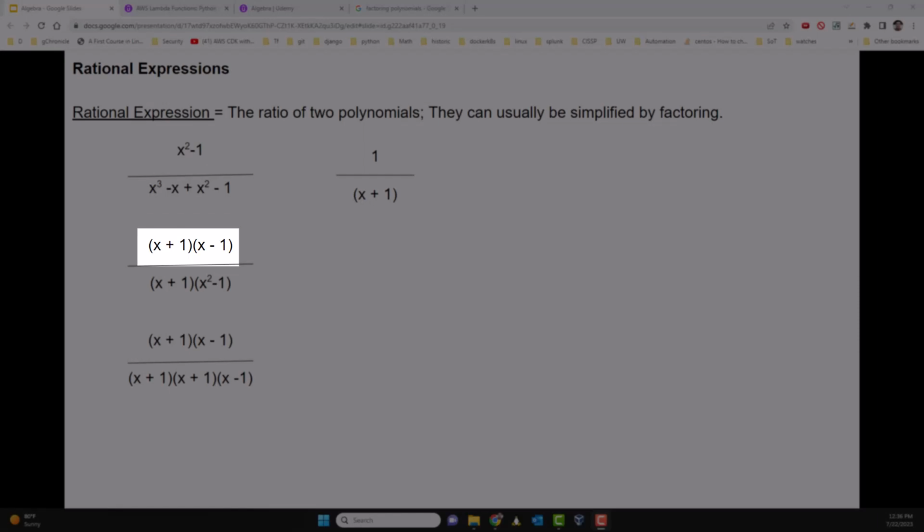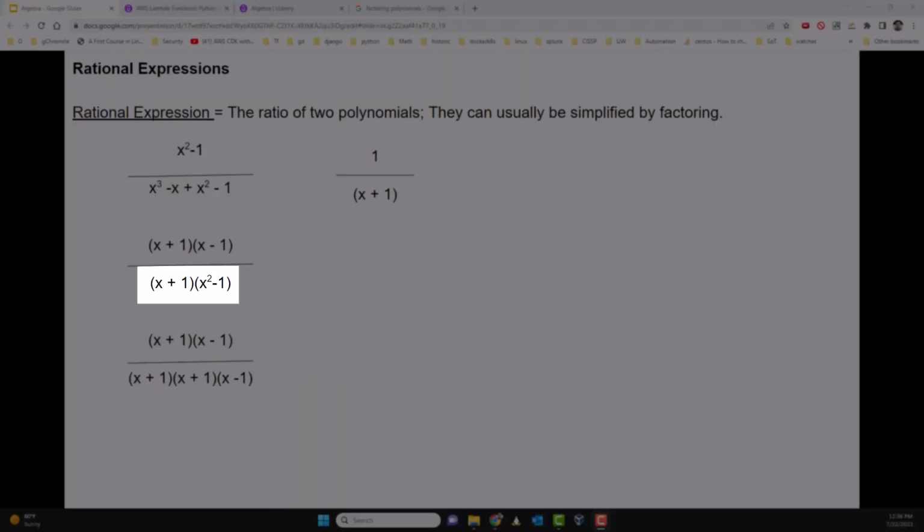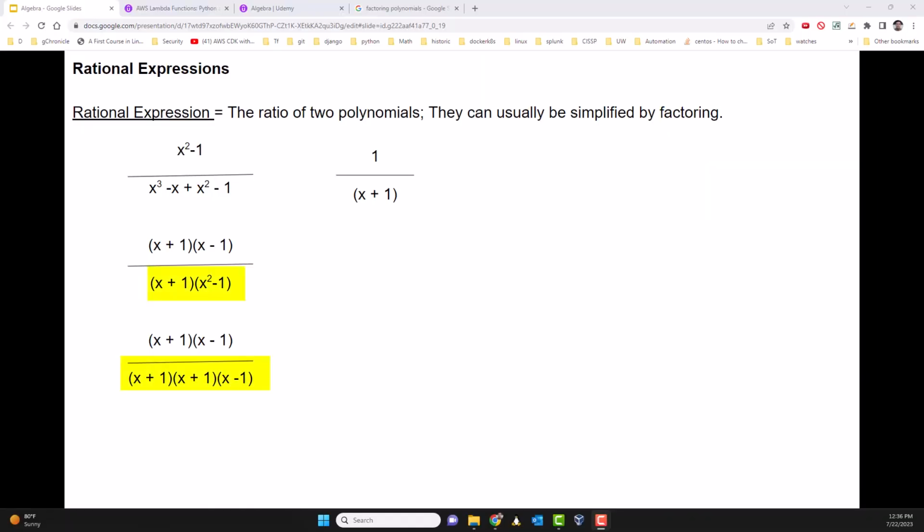The numerator can be factored to x plus 1 times x minus 1. And the denominator can be factored to x plus 1 times x squared minus 1. The denominator can be further simplified to x plus 1 times x plus 1 times x minus 1. So for the numerator we have x plus 1 times x minus 1. Well, we have both those terms in the denominator as well. So when we cancel those out, we're left with a 1 for the numerator and x plus 1 for the denominator. Let's take a break here.